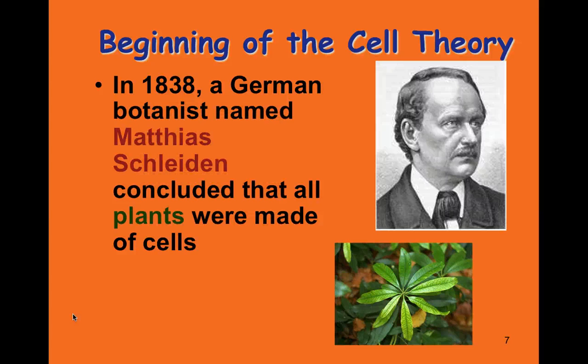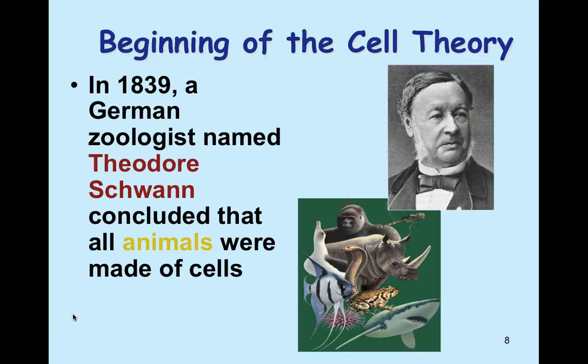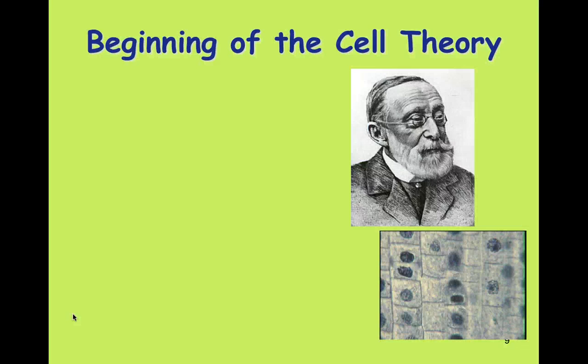In 1838, a German botanist named Matthias Schleiden concluded that plants were all made of cells. A botanist is somebody who studies plants. So he was doing all of his research, and he figured out not only what a cell was, but that plants were made of cells as well. So Schleiden is considered a co-founder of the cell theory. Then we had in 1839 a German zoologist named Theodor Schwann. He concluded that all animals were made of cells. So he is also considered a co-founder of the cell theory.